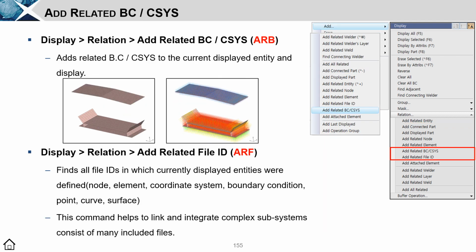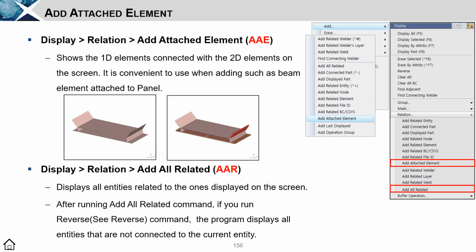You can use the Add Related BCCSYS function when you want to add all the boundary conditions and coordinate systems associated with an entity to the screen. Attached element is displayed on the screen only if all nodes of the element are already present on the screen among the elements connected to the displayed element. It is convenient to use when adding beam elements attached to the plate.